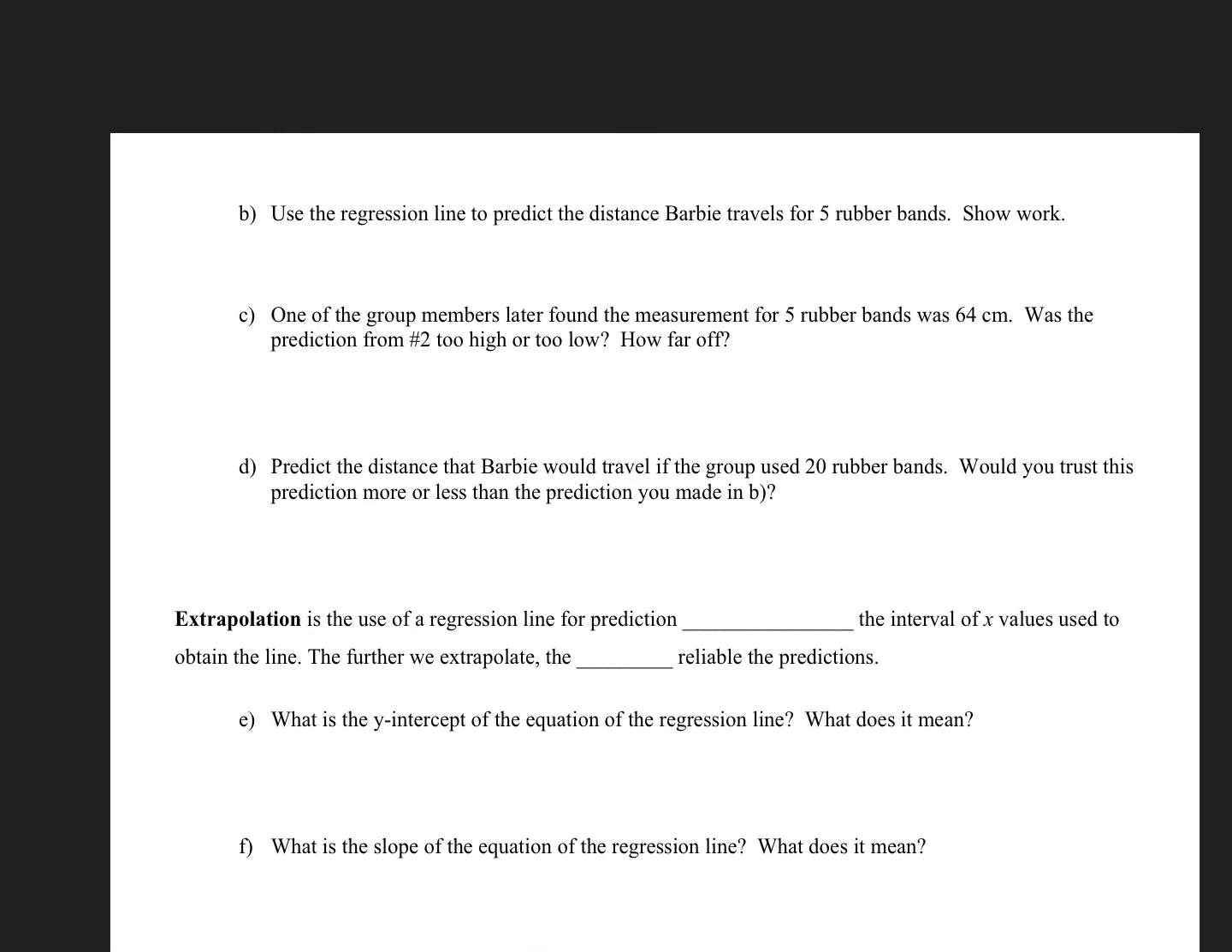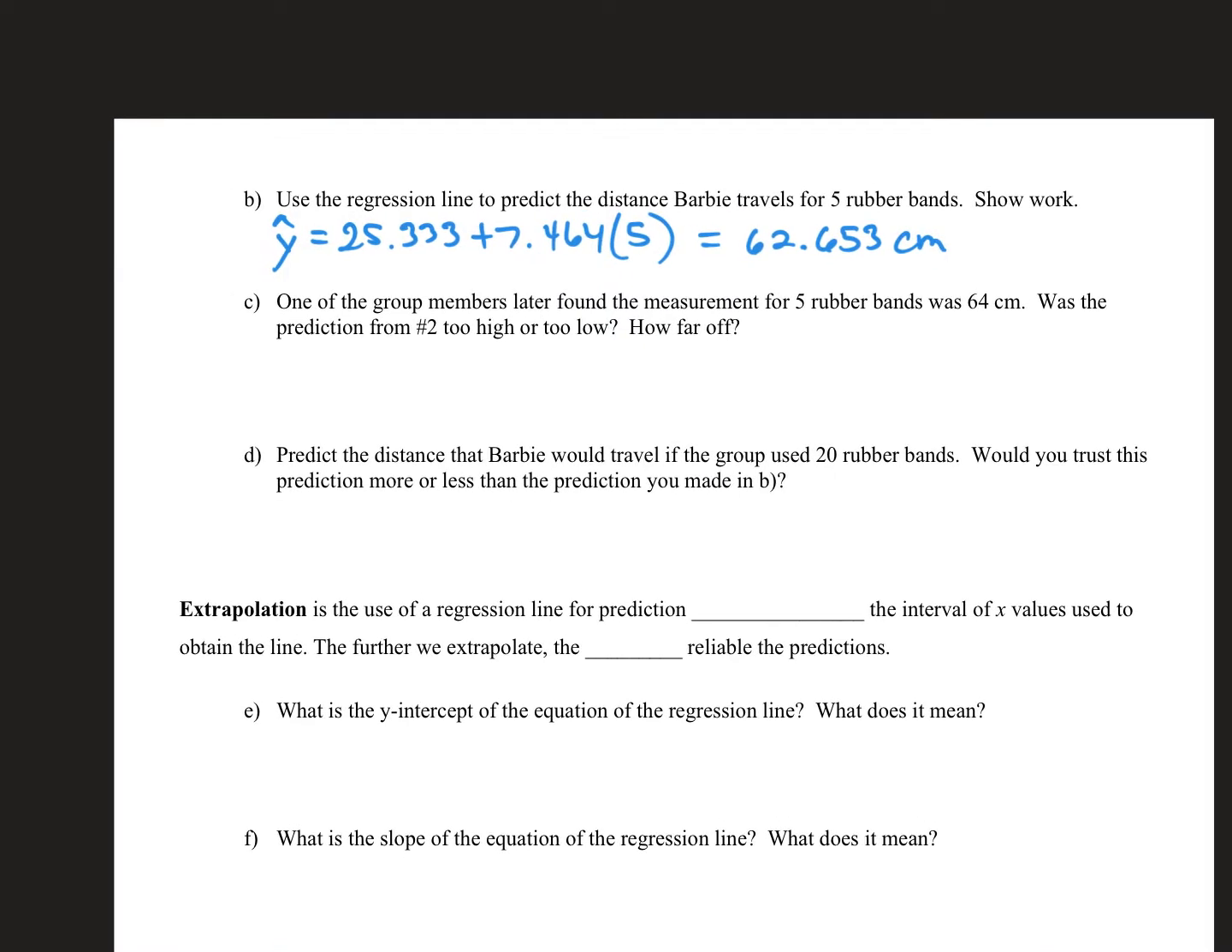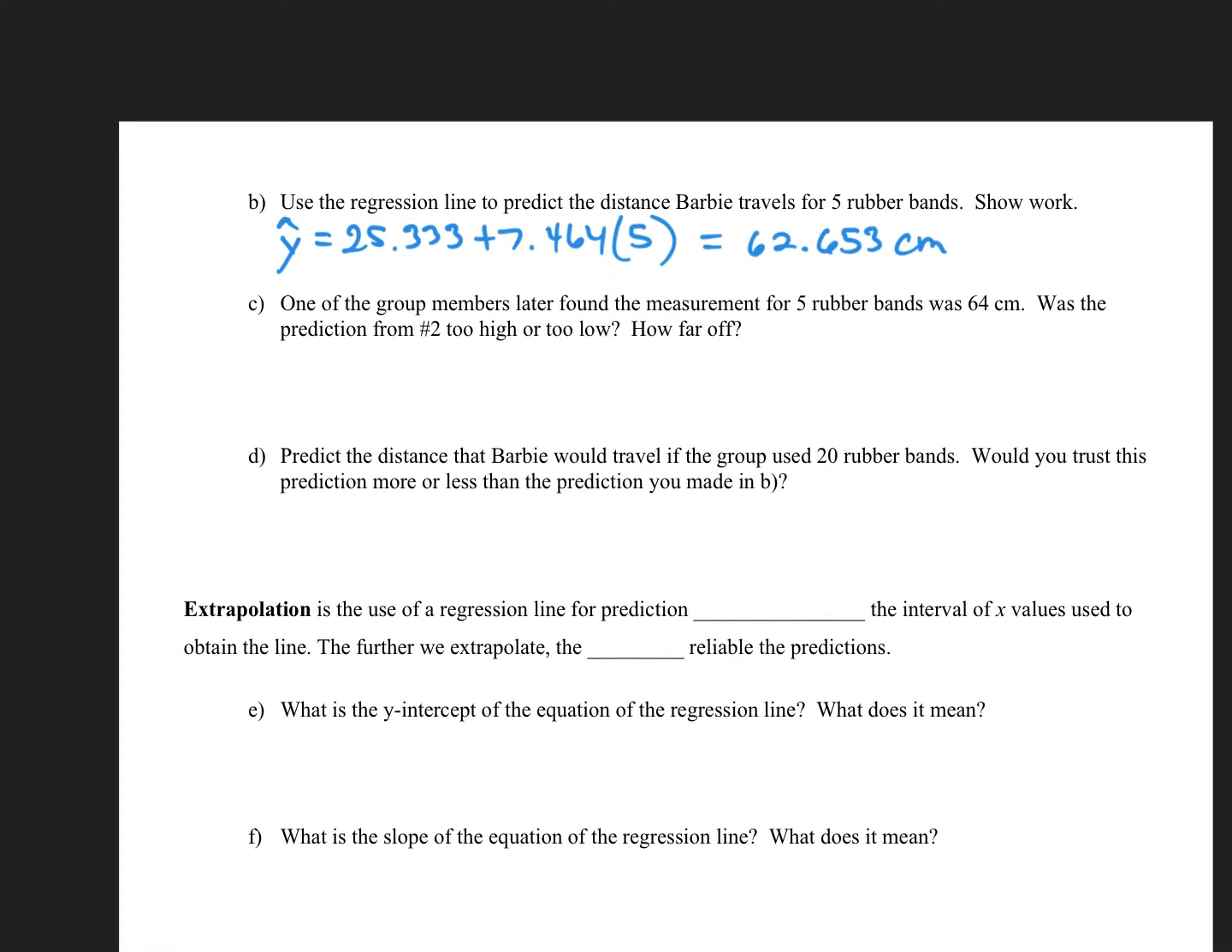Use the regression line to predict the distance Barbie travels for 5 rubber bands and show your work. Okay, so we're going to do y hat equals. Make sure you show your work. It's really important, unless it's a multiple choice question. And then we're going to plug in 5 for x. And you do that in your calculator, and you should get 62.653 centimeters.